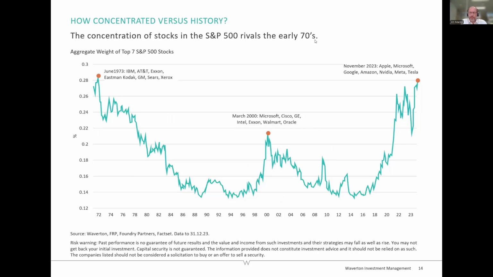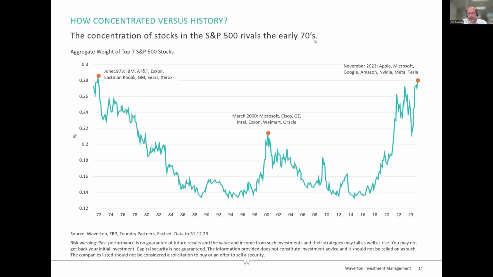Now, it then came to us, we looked at concentration risk. And there's three distinct periods here where the concentration in the S&P 500 has been very high in the top 7 stocks. So looking on the left-hand side, back in 1973, IBM, AT&T, Exxon, Eastman Kodak, if anyone remembers Kodak film, GMC and Xerox, they dominated the market then, 28% or so. We then go to 2000 in the middle. Again, it's tech stocks, Microsoft, Cisco, Intel, but Exxon's still there, interestingly. And you've got Walmart and Oracle.